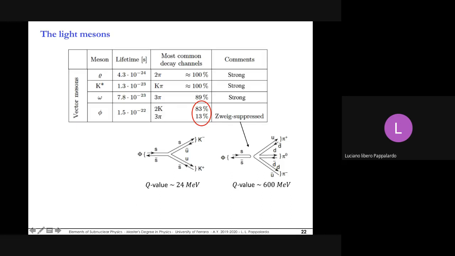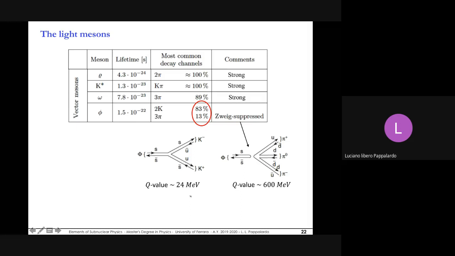So if you look now at the diagram for this decay, you can represent it in this way. The phi meson is an s sbar meson, as we have seen, and this is the way it can decay into a K plus K minus pair. And this is the way it can actually decay into a pion triplet, pi plus, pi 0, pi minus. Now, you see that the branching ratio of these two channels is very different, and it is much more favorable for the case of the kaons.